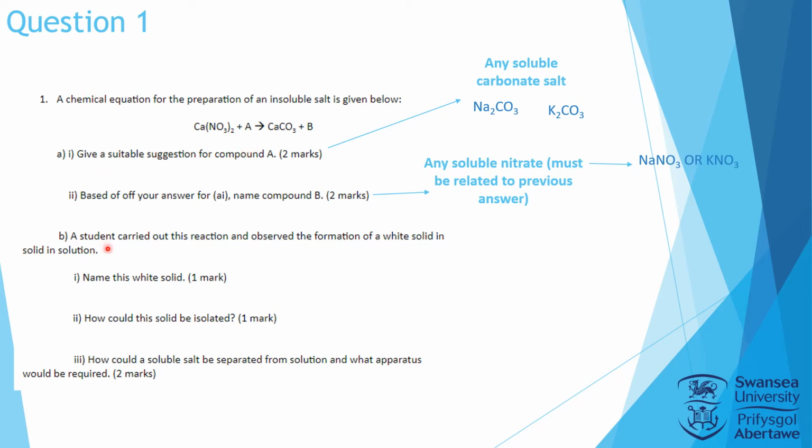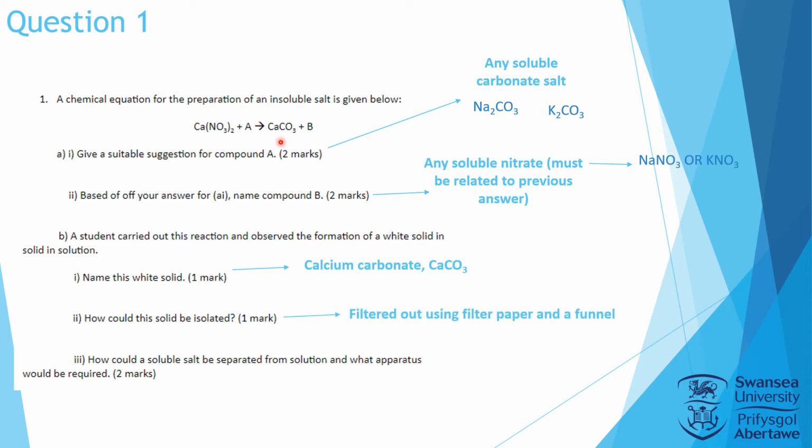So the second part of the question is, a student carried out the reaction and observed the formation of a white solid. So what do you think this white solid could be? So we know what our equation is now. We've got calcium carbonate and we've got a nitrate. And if you remember, you'll know that calcium carbonate is actually a solid and it precipitates out. So this is going to be the calcium carbonate, and then you would want to isolate this solid.